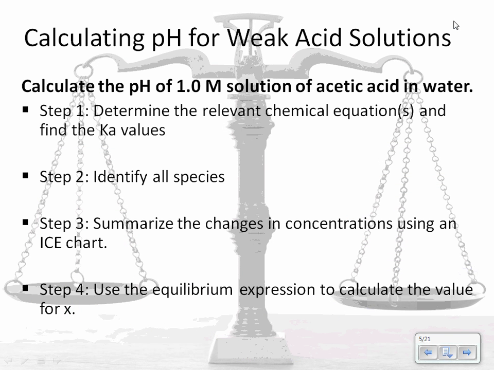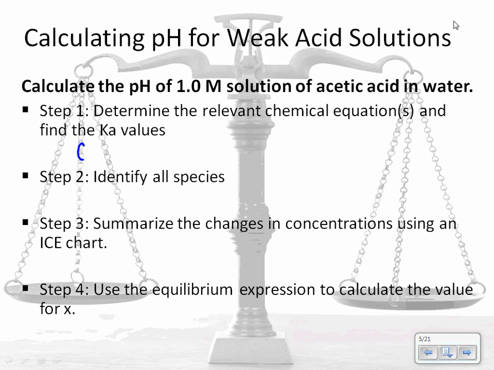Okay. If I want to calculate the pH for weak acid solutions, you basically have to do the opposite of what I just gave you. So I have to give you Ka, and you have to work your way backwards. So we're going to go through an example of that. Step 1 would be to determine the relevant chemical equation and find the Ka values. So if this is my question, find the pH of a 1 molar solution of acetic acid in water.